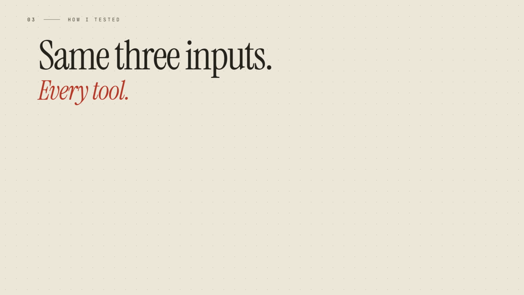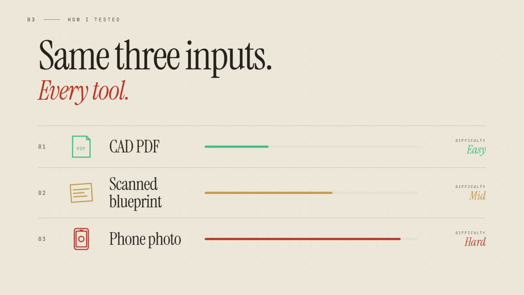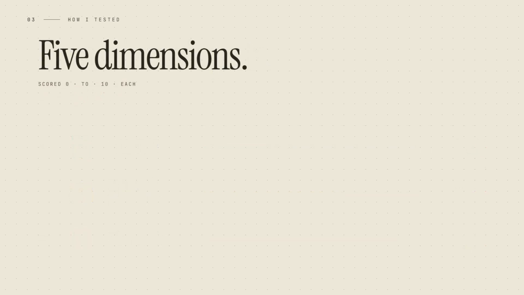So here's the test. I ran 7 of the most popular AI floor plan tools on the same 3 inputs. First, a clean CAD PDF straight out of architectural software, the easy case. Second, a scanned blueprint of a printed plan, mid-difficulty. And third, a phone photo of a printed plan on a table, the hardest case.